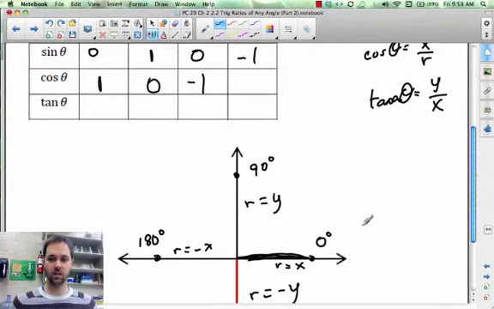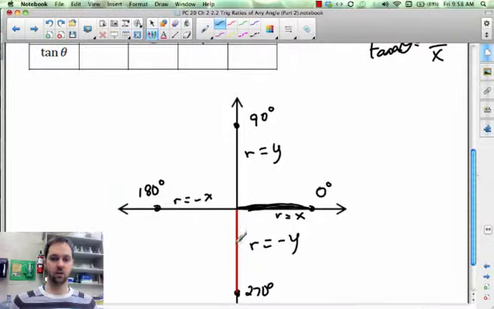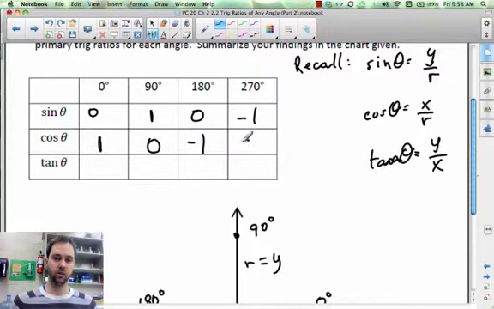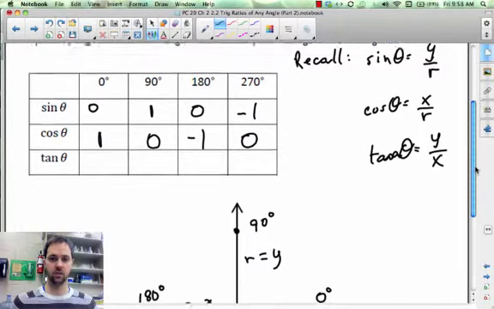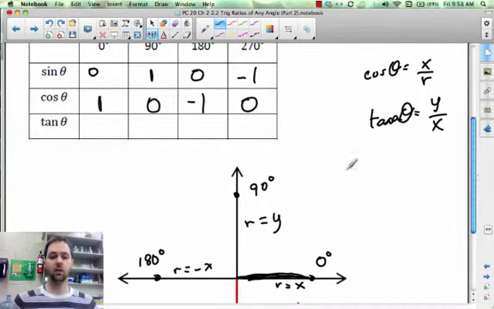And that means negative something divided by itself will give you a value of negative 1. At 270 degrees, again, this is on the vertical axis. There's no left or right component, meaning x is 0, and 0 divided by the radius would just give us 0.